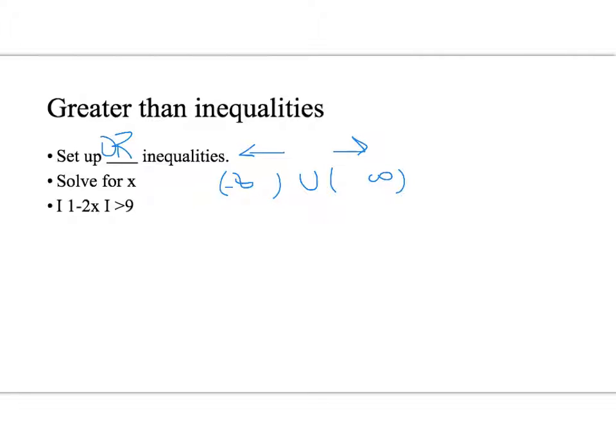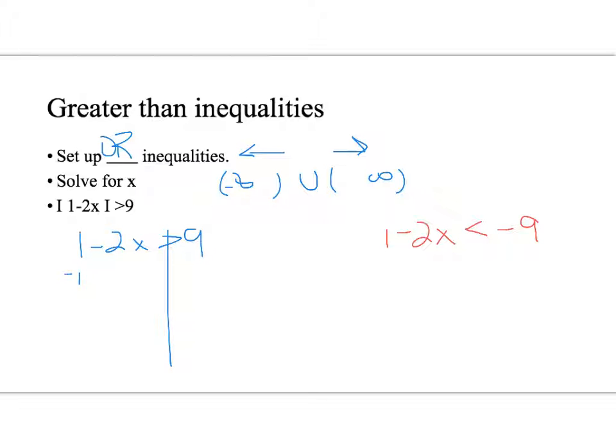Since this is an or, you're going to break it apart the same way. You're going to have 1 minus 2x is greater than 9, so basically the original, and then you're going to have 1 minus 2x, and you're going to switch it to negative 9, and when you switch it, you switch the sign, you switch the inequality the other direction. And then you solve these separately and graph them on the same number line.